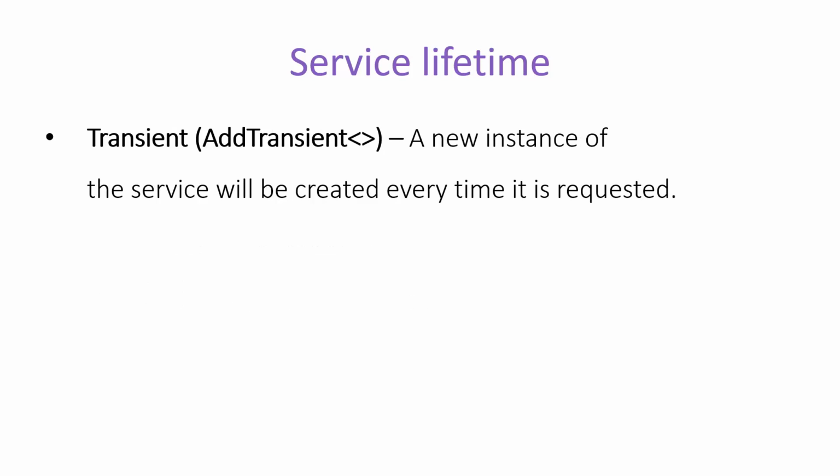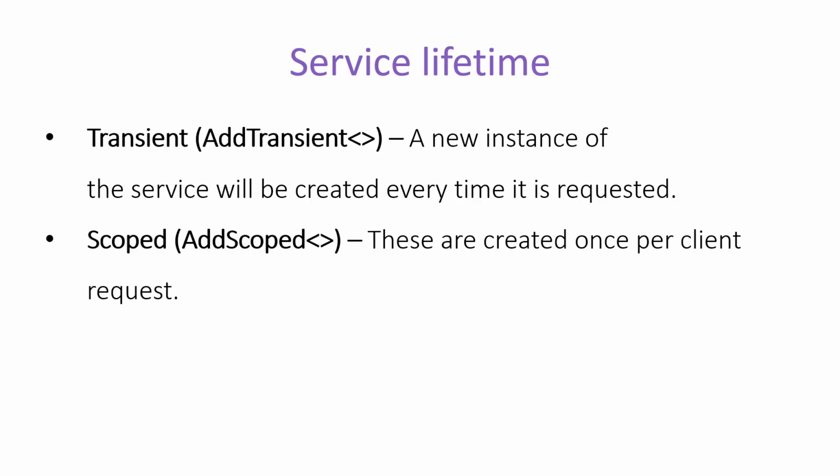The first one is transient. A new instance of the service will be created every time it is requested. Suppose you have registered your service by using the AddTransient method, then every time you try to call or resolve your service, a new instance will be created for you. The second one is scoped. If you are registering your services by using the scoped method, then the instance will be the same for the complete HTTP request.